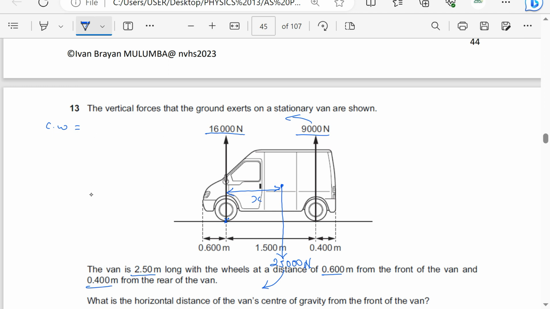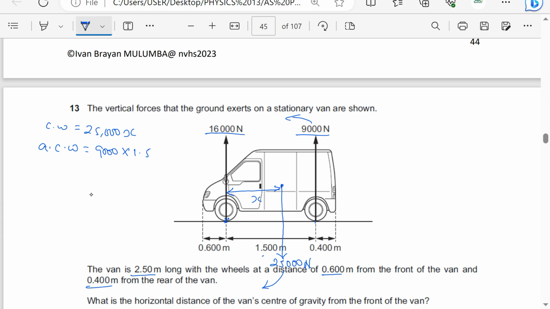So clockwise moments will be 25,000 times the perpendicular distance, which I've called x, so 25,000 x. Then the anti-clockwise moment would be 9,000 times the perpendicular distance, which is 1.5. So this is times 1.5. That is the distance between the rear wheel and the front wheel, 1.5 meters. For equilibrium, these two are supposed to be equal.